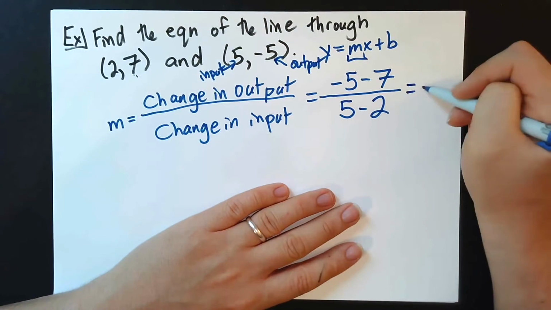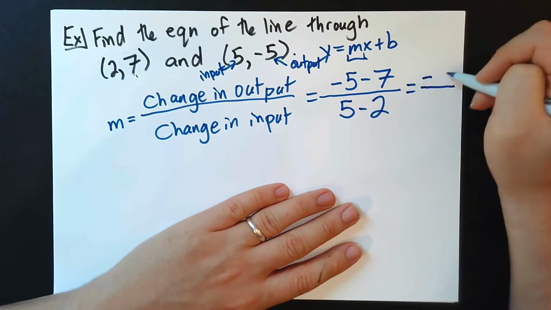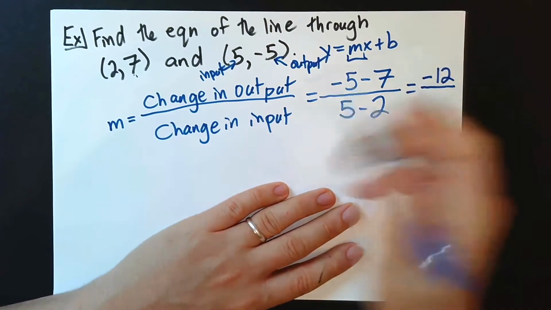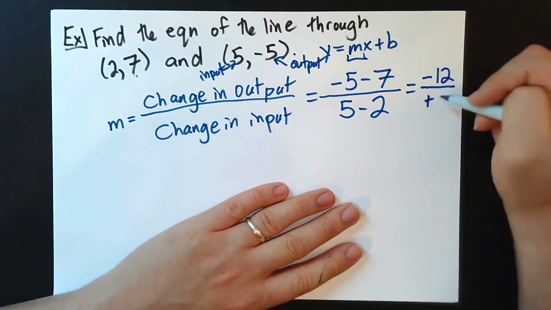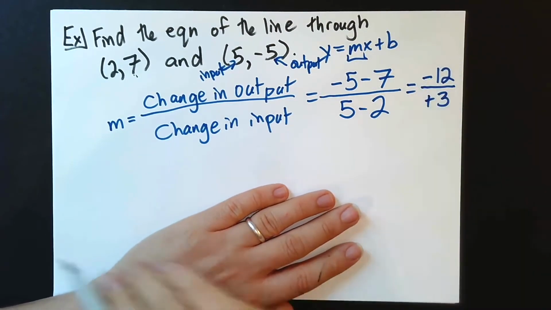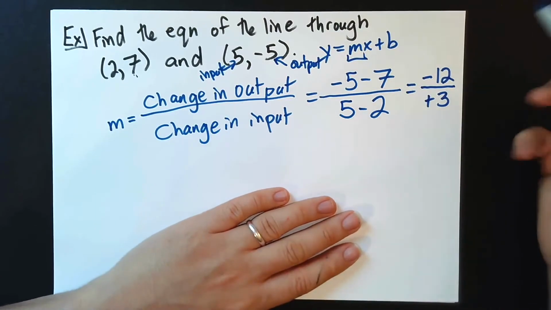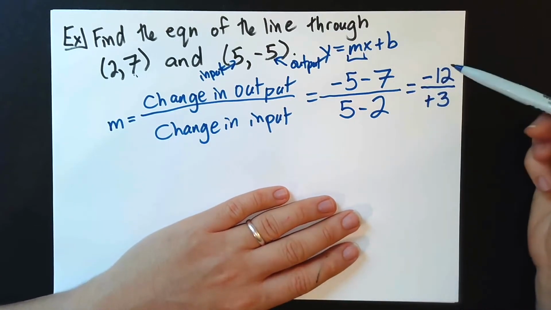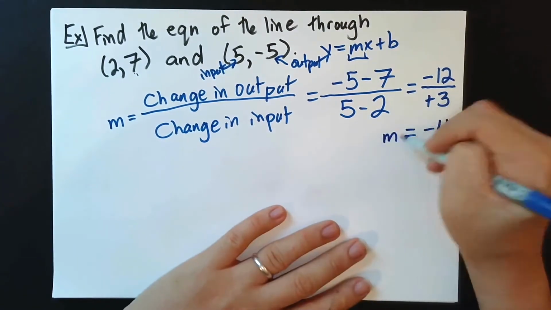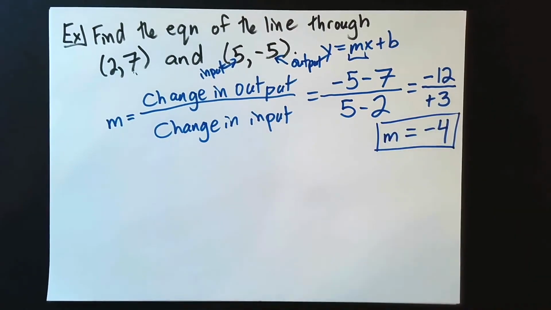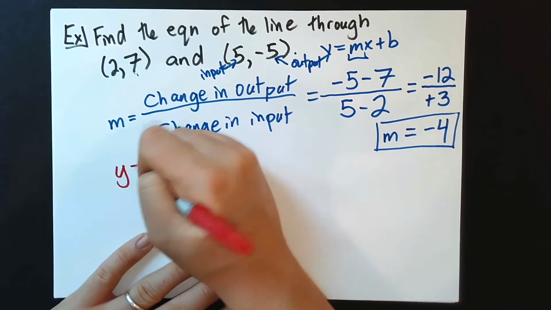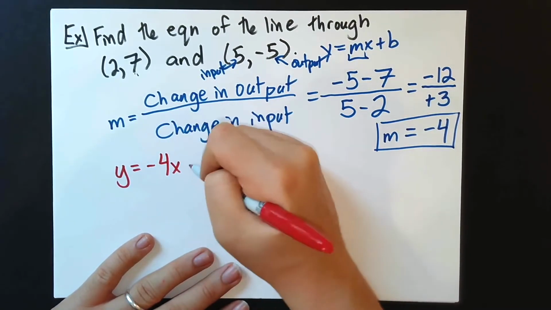So if I just leave this literally as is, what happened to the output is that it went down by 12, which I mark with a negative 12. And to the input, it went up by 3, which I mark with a plus 3. And so this is how I calculate my slope. And I can, of course, simplify this because negative 12 divided by 3 is just minus 4. And so that is my slope. So what does that tell me? That tells me the equation of my line looks like y equals minus 4x plus b.